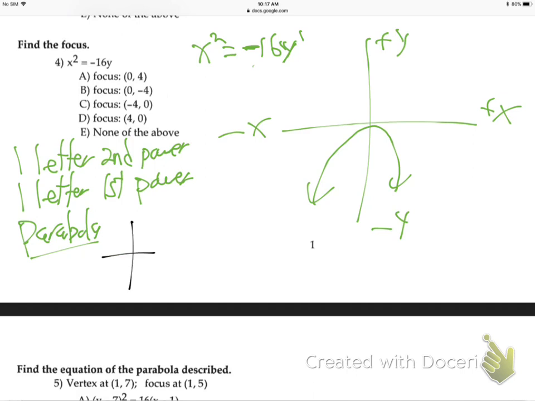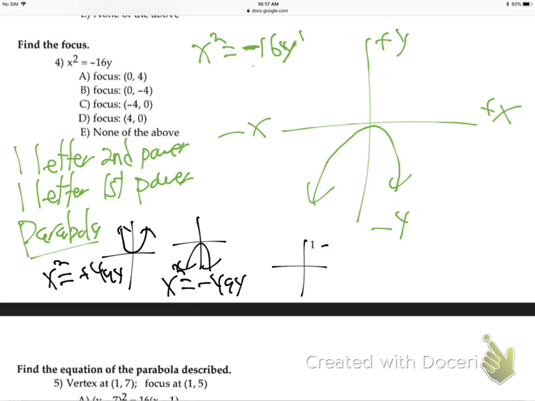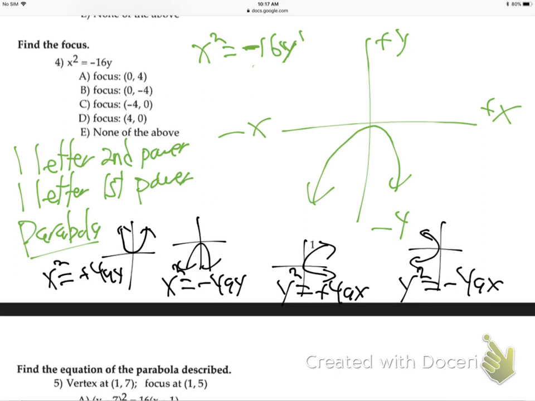So you want to have on your 3x5 card all the different ones: x squared is positive 4ay, x squared is negative 4ay, that we went over before, and y squared is positive 4ax, and then to the left, y squared is minus 4ax. You want to have those four on your 3x5 card for sure. The hardest thing about a problem is knowing the direction. So you see minus y, you go, oh, it's this one, minus y to the first. So it's going down, okay?